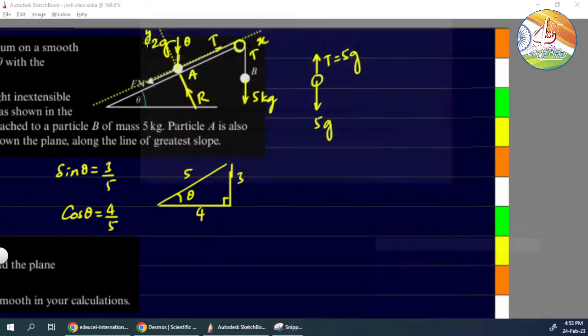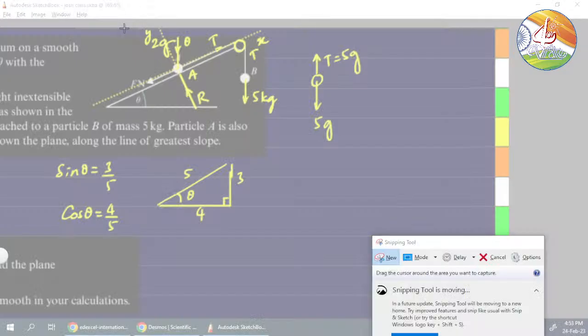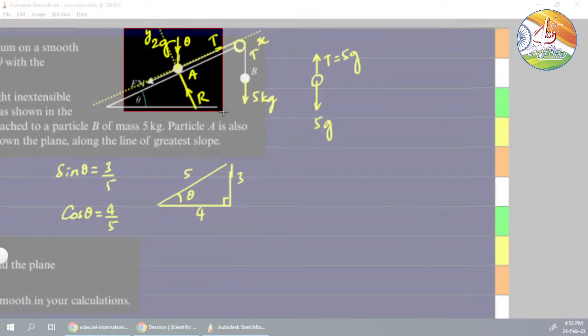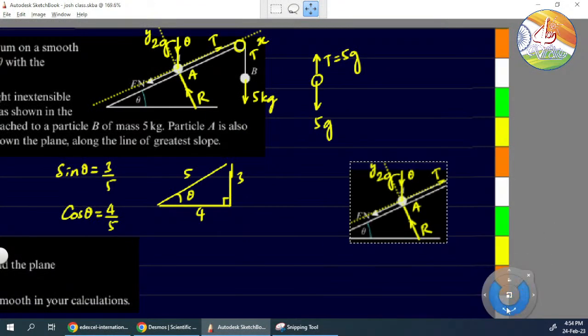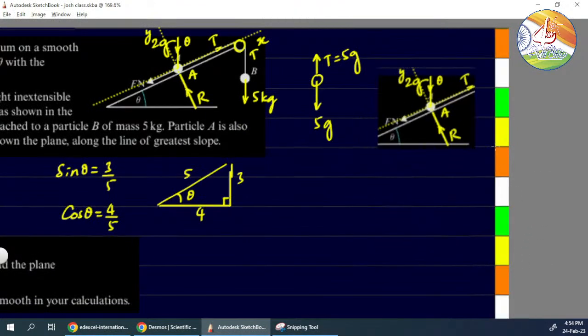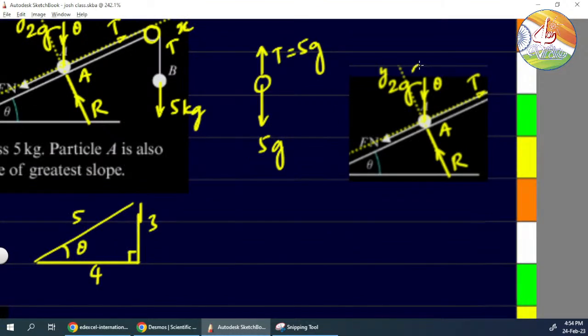So let's take the free body diagram of this ball over here. This free body diagram we need to take. Now here this angle is theta. This is the backside force T. T is how much? 5g. T is 5g, and the downward force is 2g, correct? Reaction we need to find. A is the point and F is the force on this side. So first we need to find R. How to find R?